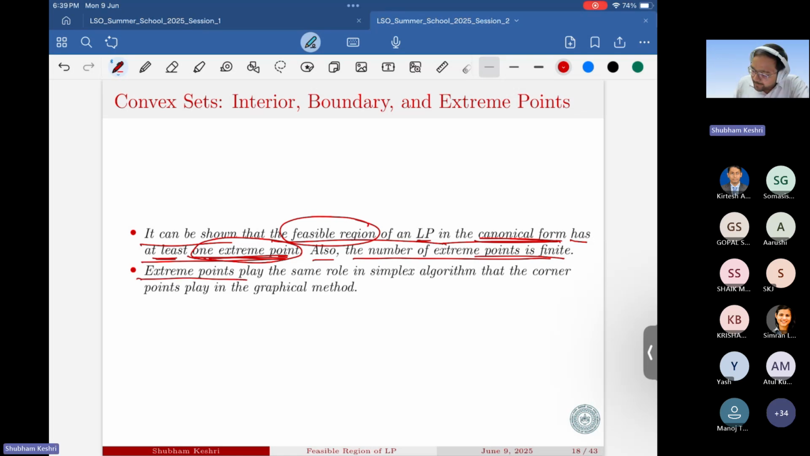The second thing is that the extreme point plays the same role in the simplex algorithm that the corner point was playing in the graphical method. So I want to relate corner point and extreme point. They are the same thing. In higher dimensions, we will not call it a corner point; we will call it an extreme point. Is that all right? There are some hands raised. If you don't have a doubt, please put down your hands.